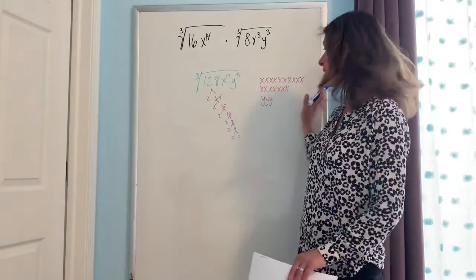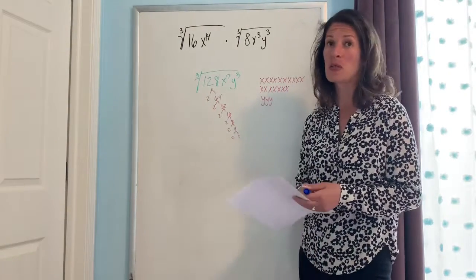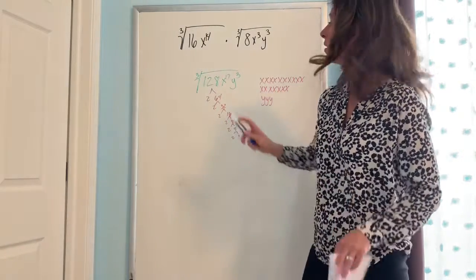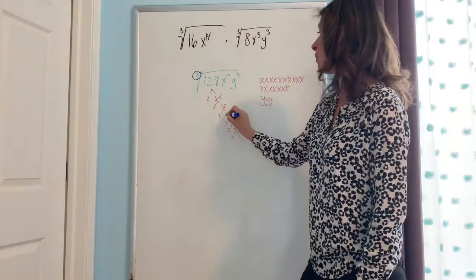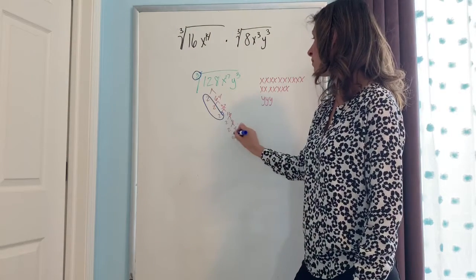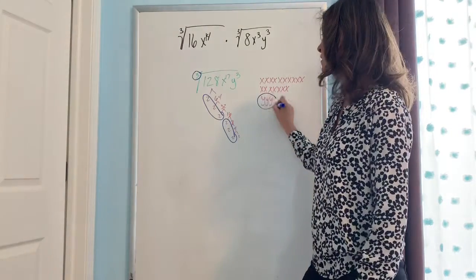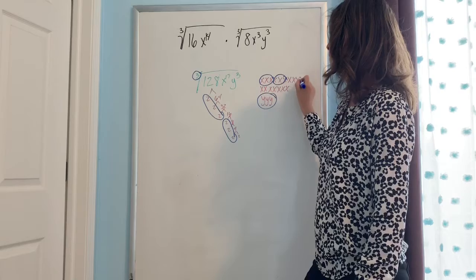So I've written my 17 x's and my 3 y's. I've also factored my 128. The last thing to do is to circle groups of 3, because that's my index. So I'm going to circle groups of 3. Whatever gets circled gets to get out of jail. Whatever does not get circled has to stay inside the radical.